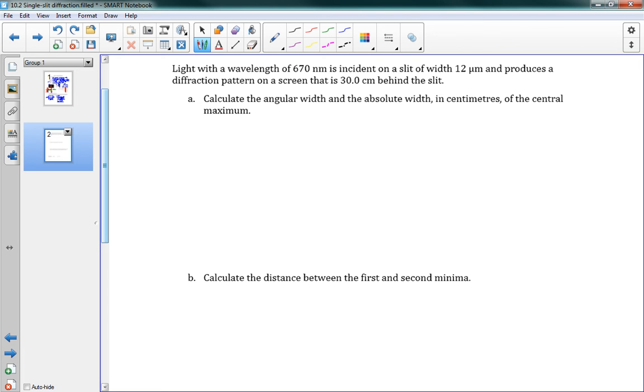Let's draw this situation again. So we've got this here. I can say that the slit width, W, is 12 micrometers. We've got the light coming this way. Here's our screen. Here's our central light band. We've got another light band like this. Okay, we want to find the width of our central light band.